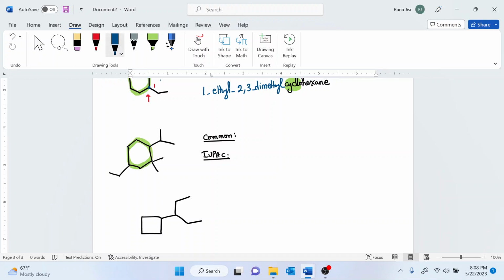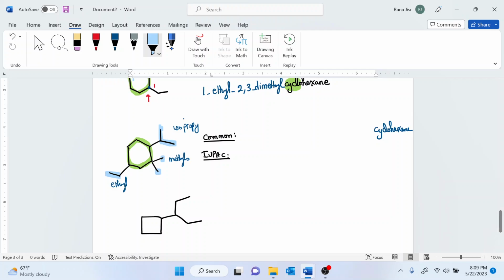Let's start with the common name here. So the ending is going to be a cyclohexane. Now, with respect to our substituents, so what do we have? We have the isopropyl group. Since I am using the common name, then I can do the isopropyl. I have my methyls in there, and I have my ethyl. So these are my 4 substituents.